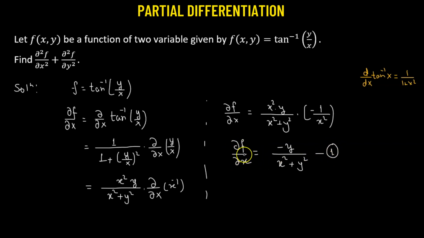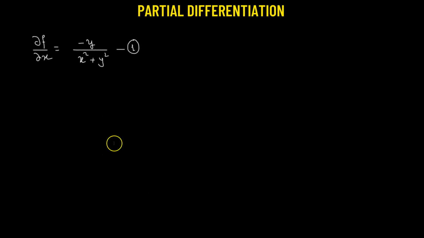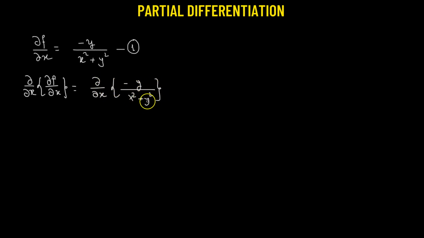So our next task will be to find the second partial derivative of f with respect to x. So let's begin. We'll take the partial derivative on both sides with respect to x. So we have the partial with respect to x of the partial derivative of f with respect to x equals the partial derivative with respect to x of negative y divided by x squared plus y squared. So here y will be treated as a constant, so we have negative y multiplied by the partial with respect to x of x squared plus y squared, taking the denominator to the numerator, raised to the power of negative 1.